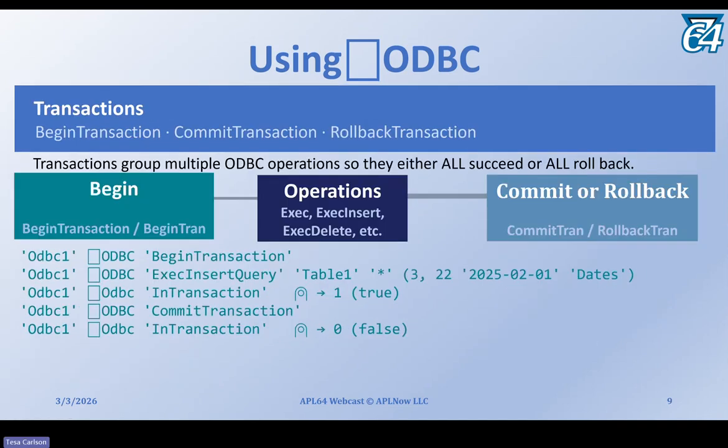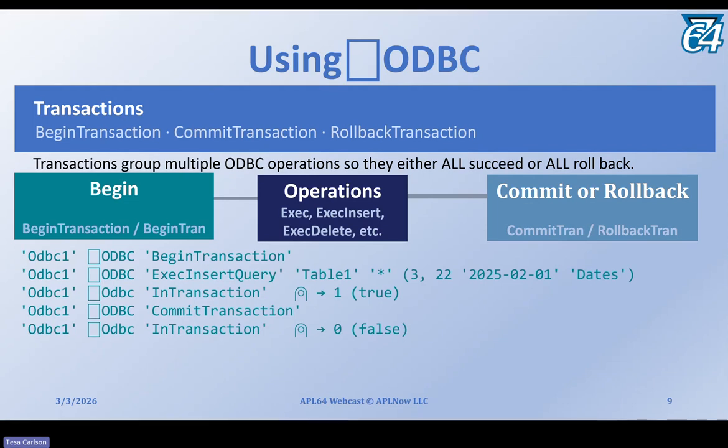You can bundle your ODBC executable statements in a transaction. Transactions group multiple ODBC operations, so they either all succeed or all fail or roll back. The Quad ODBC actions are begin transaction, execute your SQL statements, and either commit transaction or rollback transaction. Transactions apply to the Quad ODBC instance.